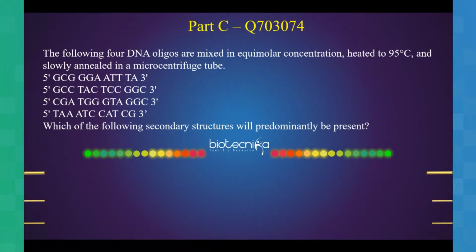The next question was regarding the oligos. The following four oligos were mixed in equimolar concentration, heated to 95 degrees, and slowly annealed in a microcentrifuge tube. Which one of the following structures will predominantly be present?